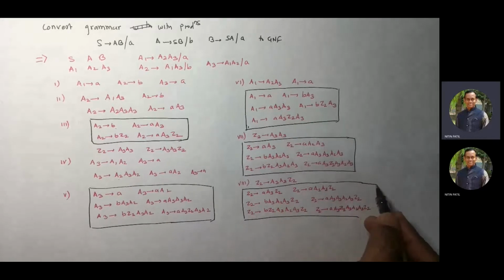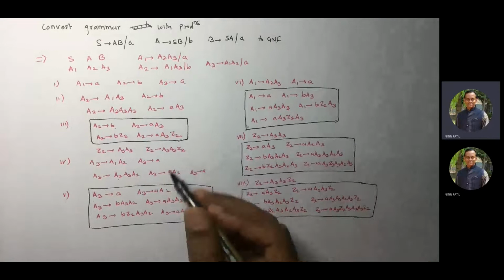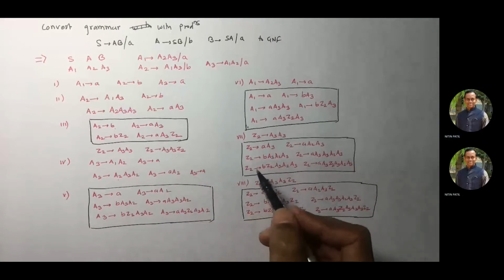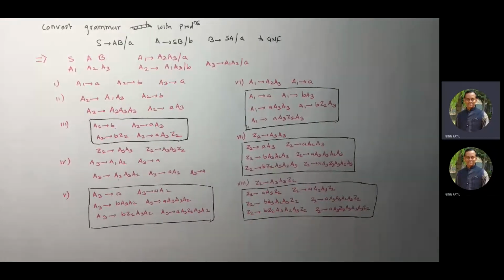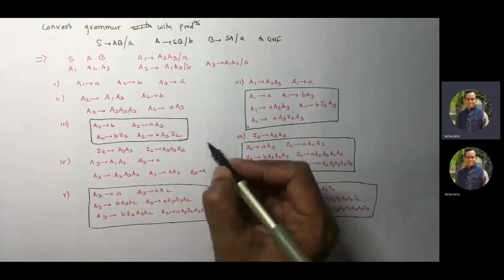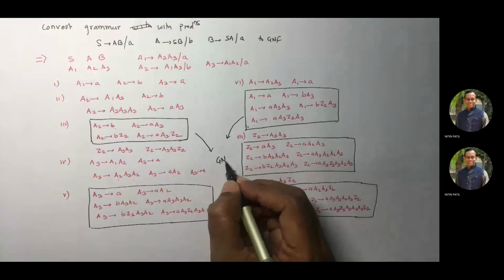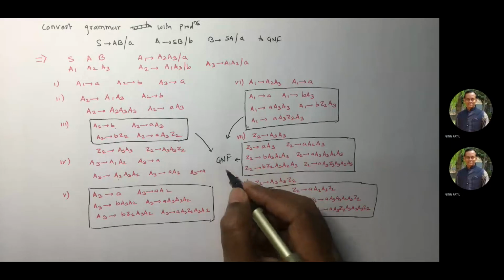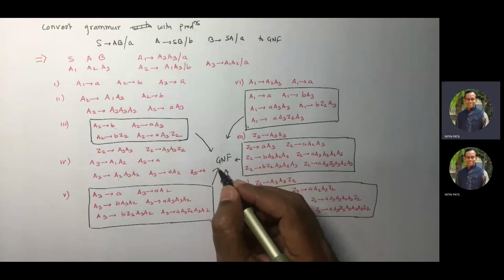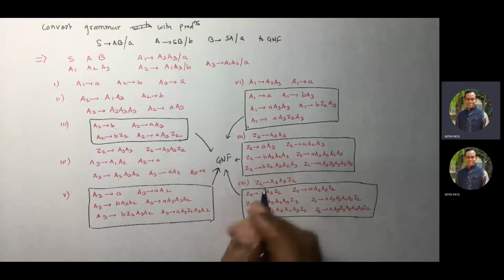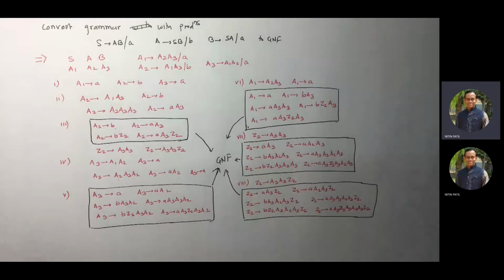Correct. So the total variables are A1, A2, A3, Z2. Your inputs are A, B, correct, and there are productions as listed, and they all are in GNF. Correct. So this is how you convert a given grammar into GNF form.